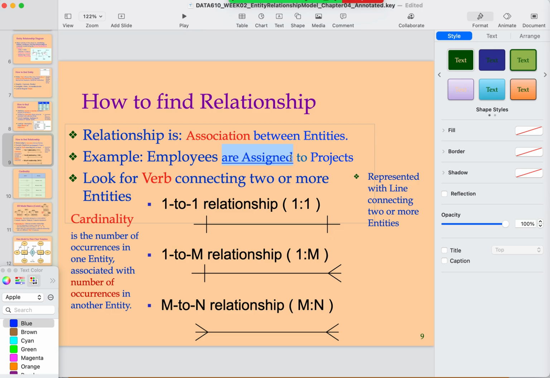There is a relationship there. This particular employee works on this particular project. To find the relationships in the description, we would look for verbs, the verbs that connect two or more entities. So these relationships would be represented with a line connecting two or more entities.